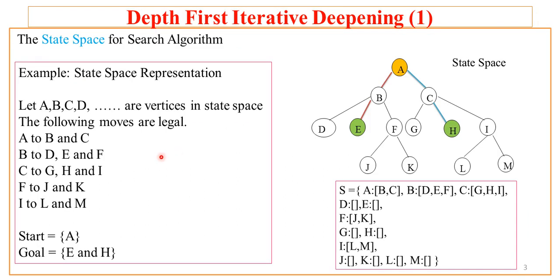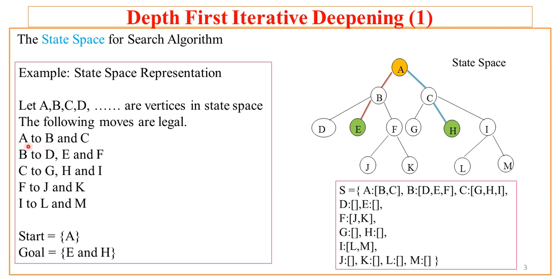Before getting into the actual working of the algorithm, let us first understand the state space for the search algorithm. The state space description is given like this: let A, B, C, D and so on be the vertices of the state space, and following are the legal moves. That means we have been given the nodes, or vertices, in the state space, and certain legal moves with respect to the vertices.